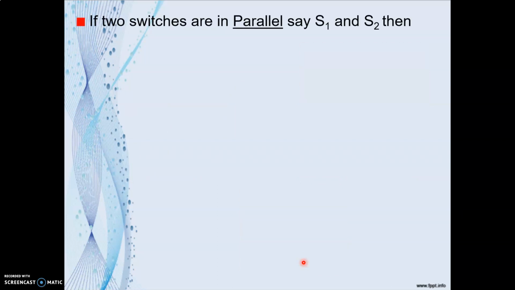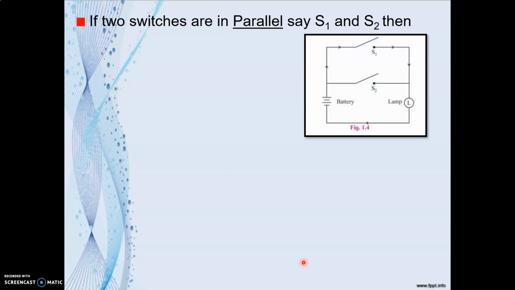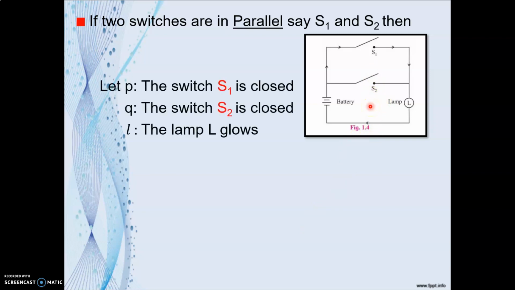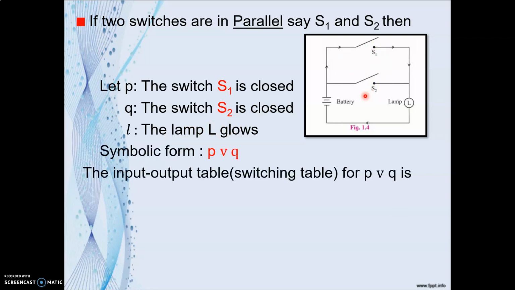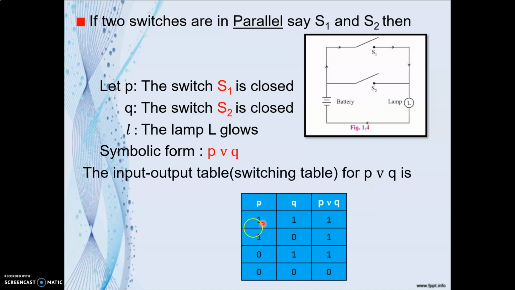If two switches are in parallel, say S1 and S2, then the circuit, figure 1.4, you can see here. So this way the switches will be arranged. Again you have to let P: the switch S1 is closed, Q: the switch S2 is closed, L: the lamp L glows. Now the symbolic form of this is P or Q. Now we can represent this in a switching table like this: P, Q, P or Q.